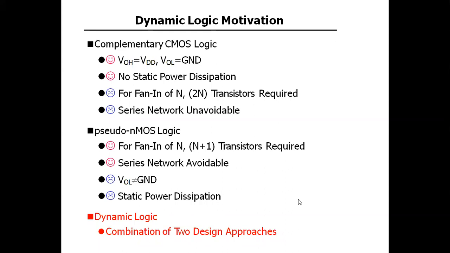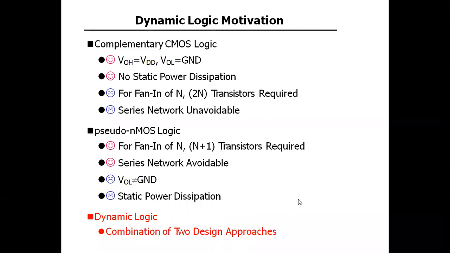So, in case of complementary CMOS, what are the advantages? VOH is equal to VDD, and VOL is equal to ground. There is no static power dissipation. Why is there no static power dissipation in complementary CMOS? Because in the other styles the entire PMOS network is replaced with either a resistive load or an active load, right? In active load you have a pseudo NMOS and depletion type NMOS, so that you know, right?